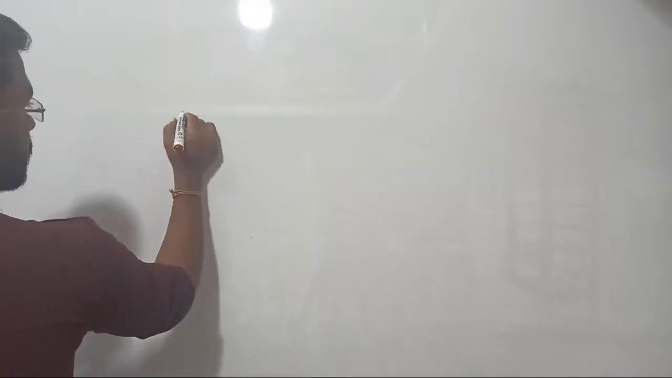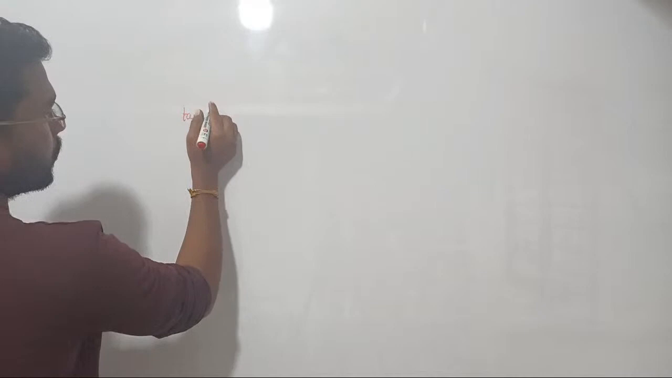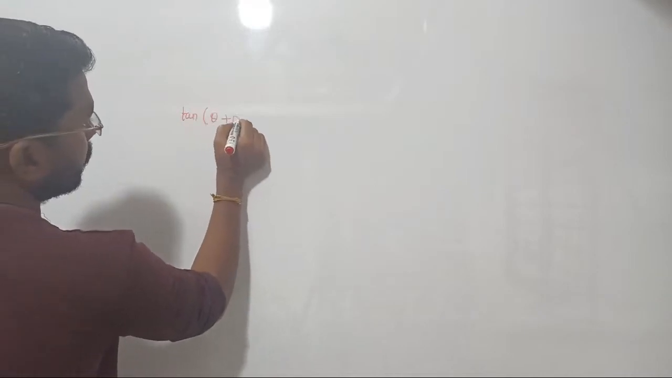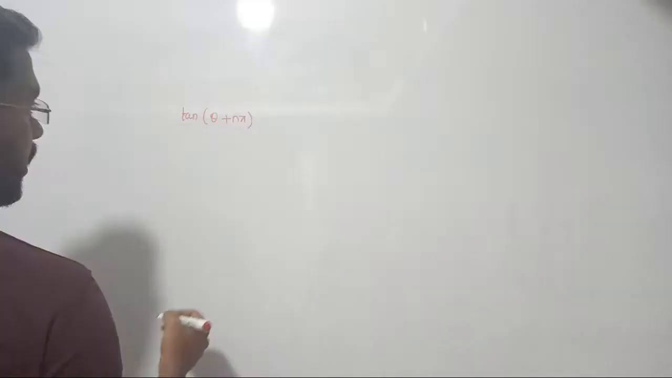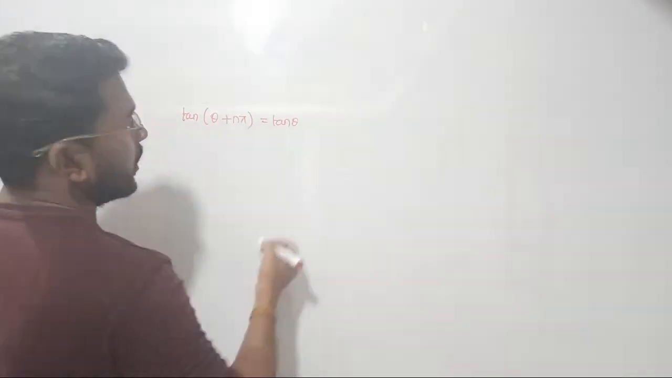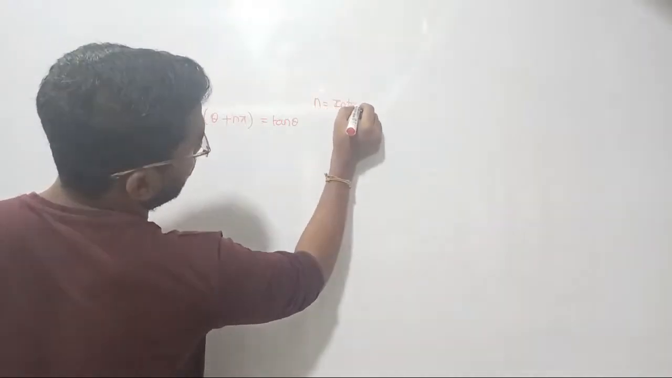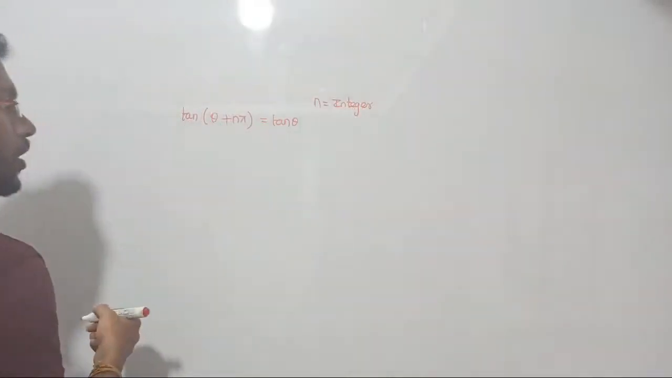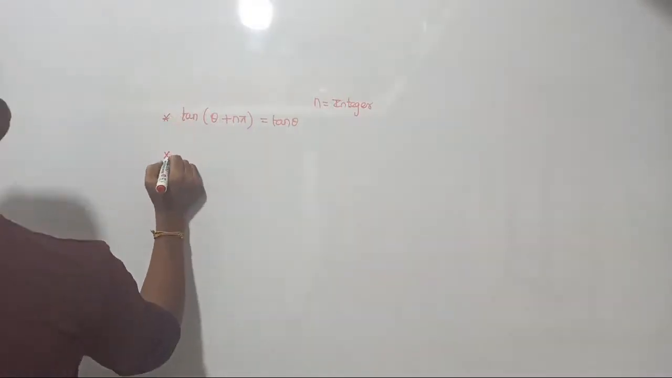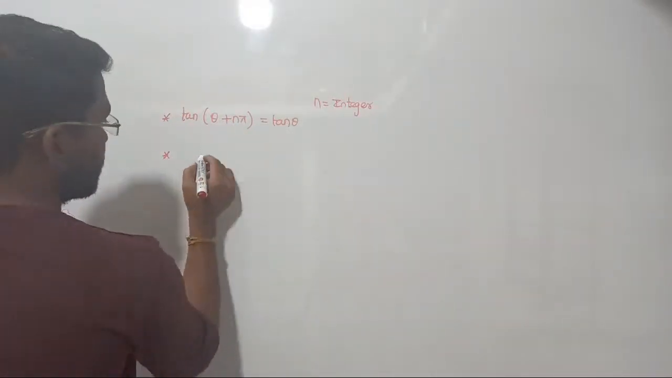Now, first I took tan of theta plus n pi, which is always equal to tan theta. Guys, n is an integer, don't forget, n is an integer, that's very important. Okay, fine. Let us consider the second term. I think I took sine. Yeah, sine we all know.